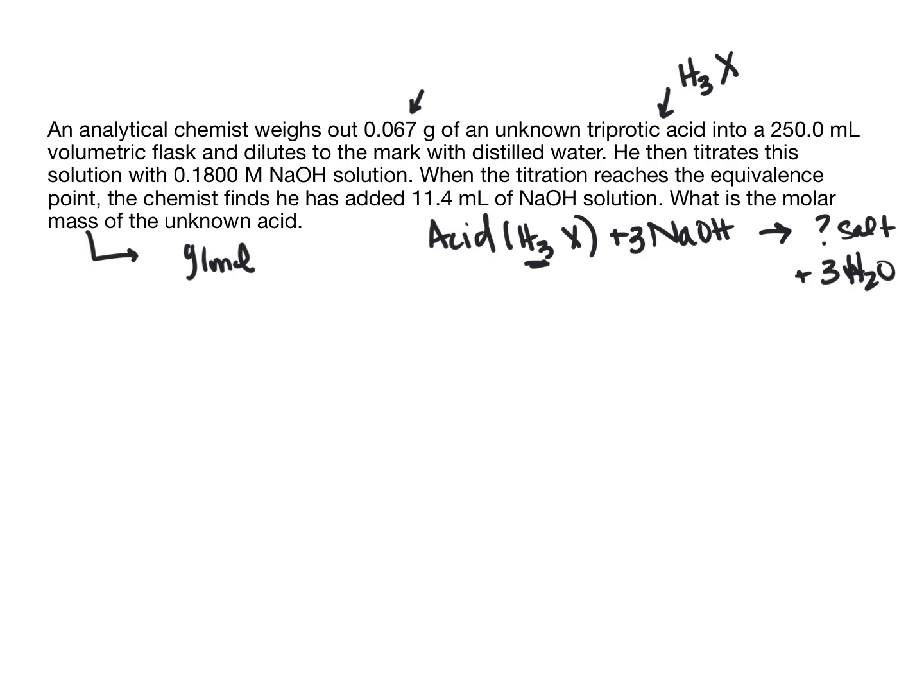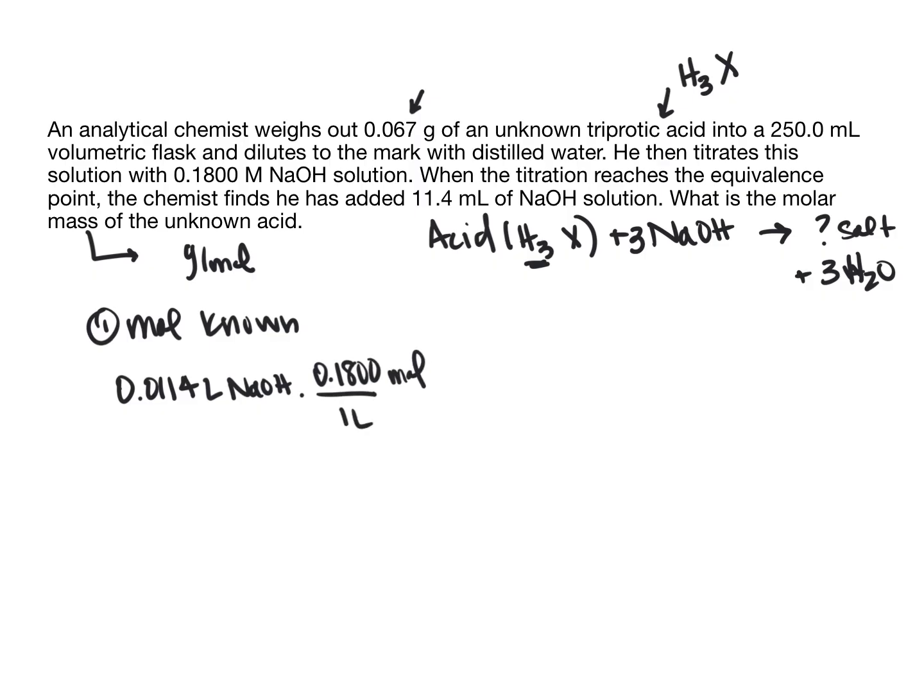So now in our first part, we're going to determine the moles. So we're going to have the moles of the known. So first I'm going to take my 0.0114 liters of NaOH, and I'm going to multiply that by the molarity of 0.1800 moles in 1 liter. And then I'm going to go directly into step 2, which is the moles of the unknown.